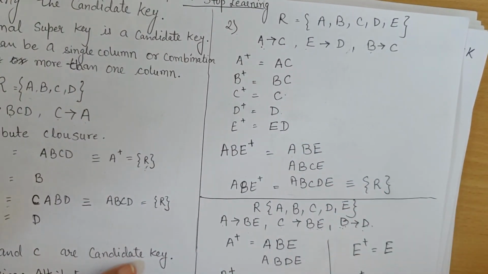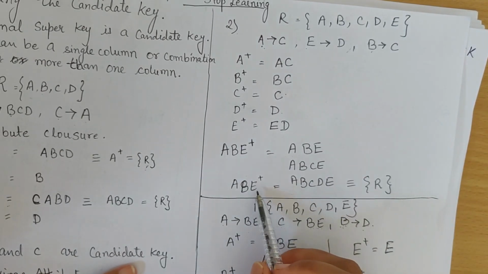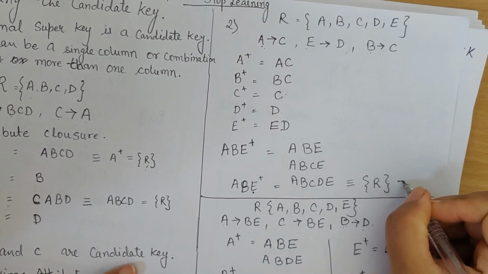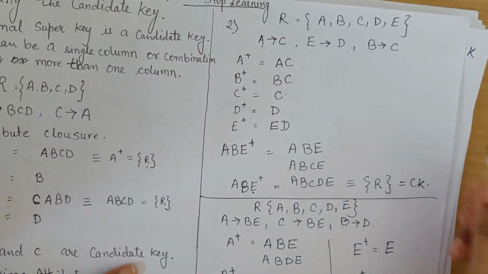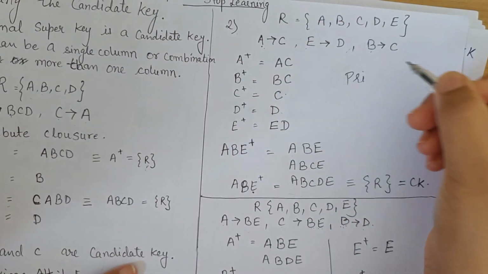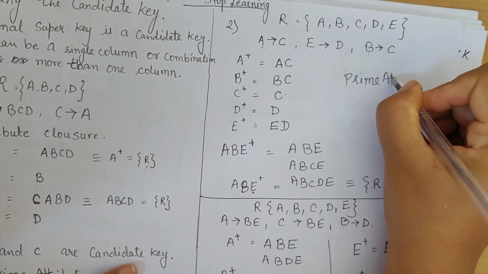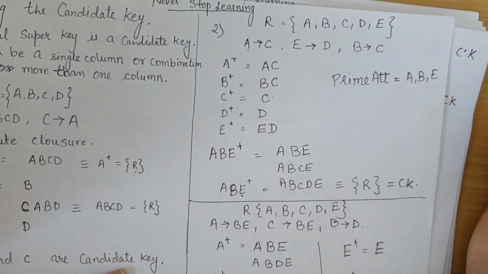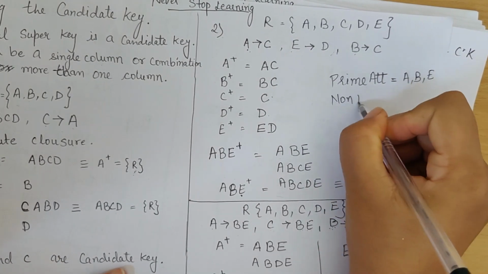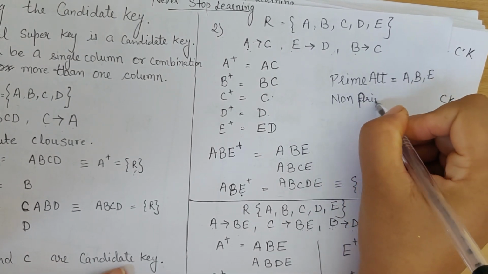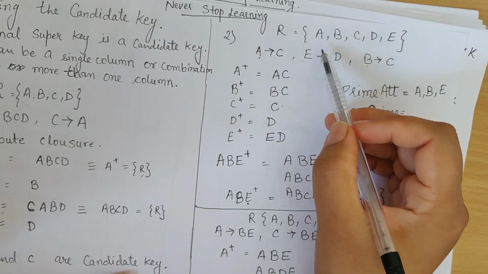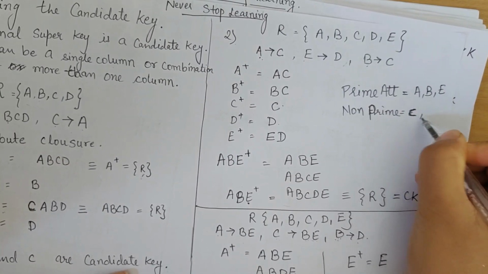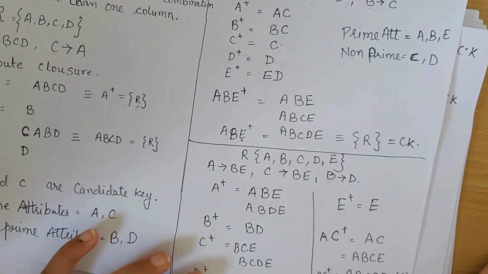For this question, let's check out. Candidate key is ABE. ABE is the candidate key for this question, right? So prime attributes are A, B and E. Non-prime attributes: now from this relation already A, B and E are gone. So that means the remaining ones are C and D, right?